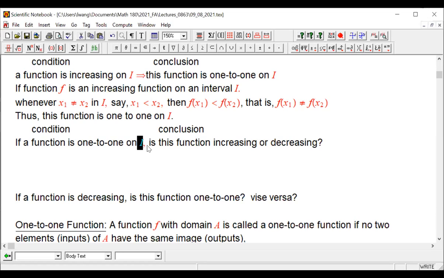Is it the same interval where x1 is less than x2? Suppose we just talk about the domain. We just talk about the domain. Is this function increasing or decreasing on the domain?